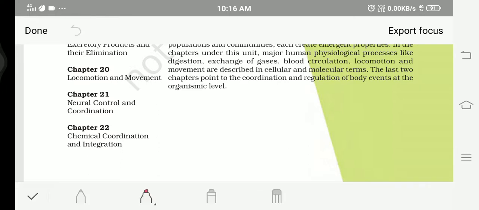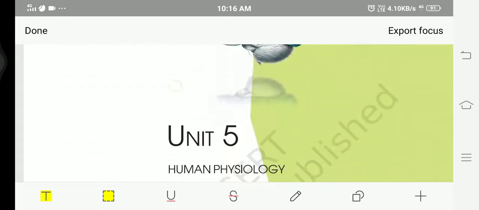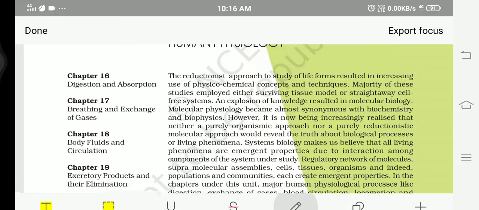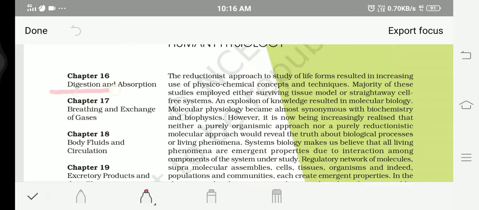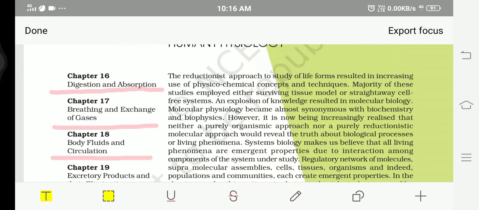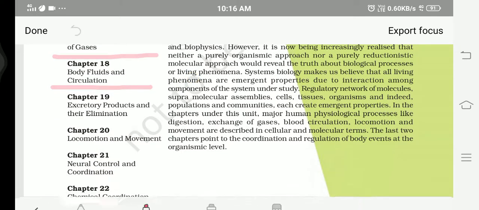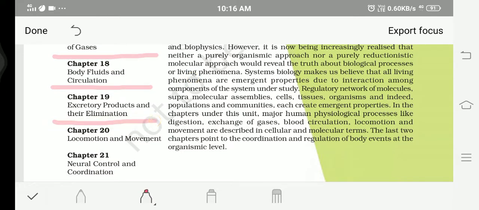Human physiology. First one is digestion and absorption. Second is breathing and exchange of gases. Third one is body fluids and circulation. Next is excretory products and their elimination. Then locomotion and movement.